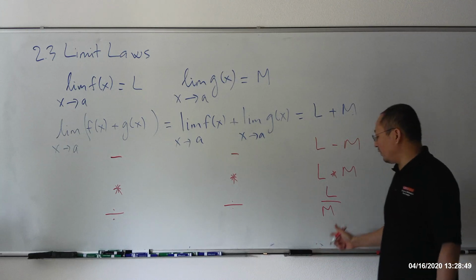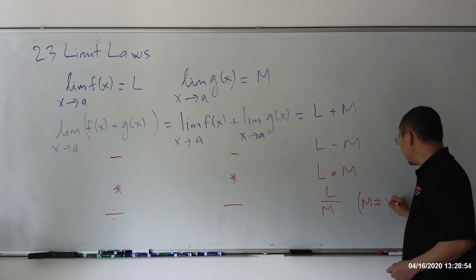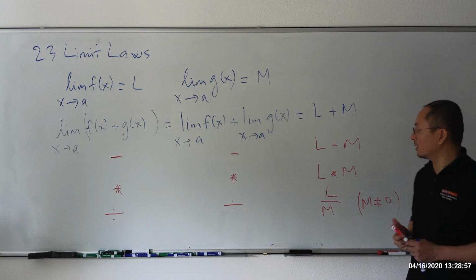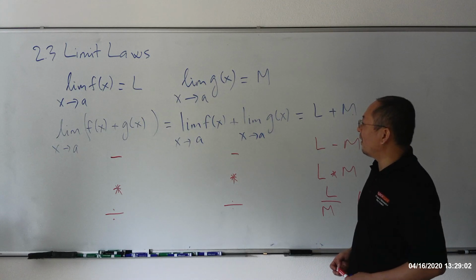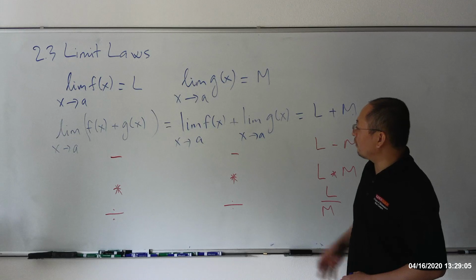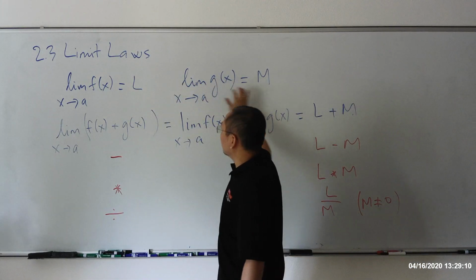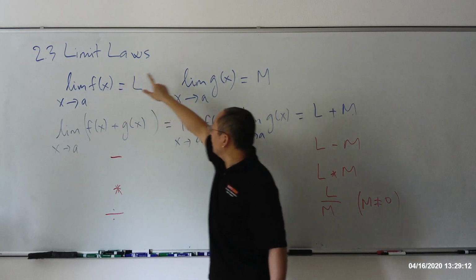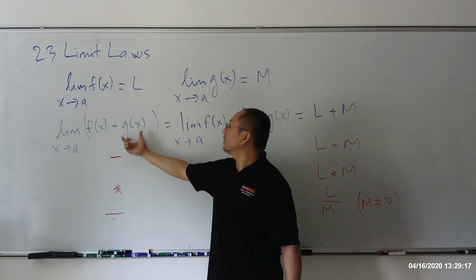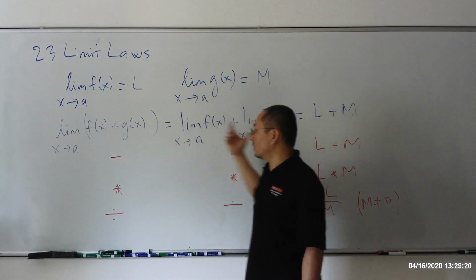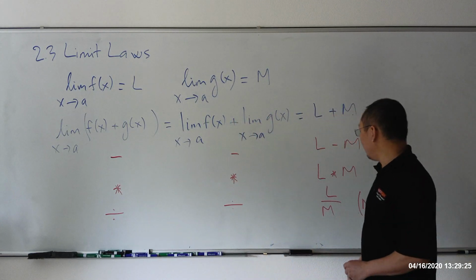However, since we are talking about division, we're going to need one condition. m needs to be non-zero because we can't divide by 0; it's going to give us undefined. So at least we have four formulas to start with. Whenever you are given two limits that exist, limit of f of x goes to L and limit of g of x goes to m when x approaches a, the limit of the sum is the sum of the limits, the difference is the difference of the limits, the multiplication is the product, and the division is the quotient.